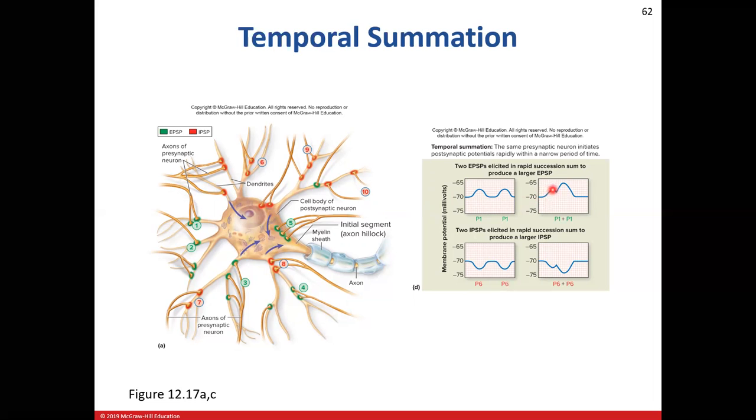Here you get one, it starts to repolarize, but then another one. And so again, you see the summation of these together to bring us a little bit closer to threshold. This is what we call temporal summation. And you'll see the same thing happen with IPSPs. You're bringing it farther away from the threshold, which means we're farther away from generating an action potential.